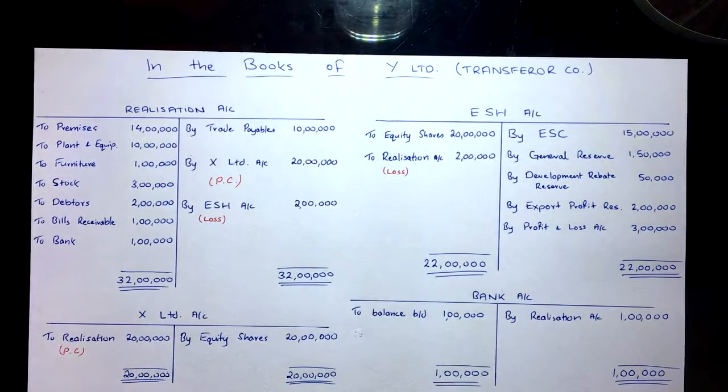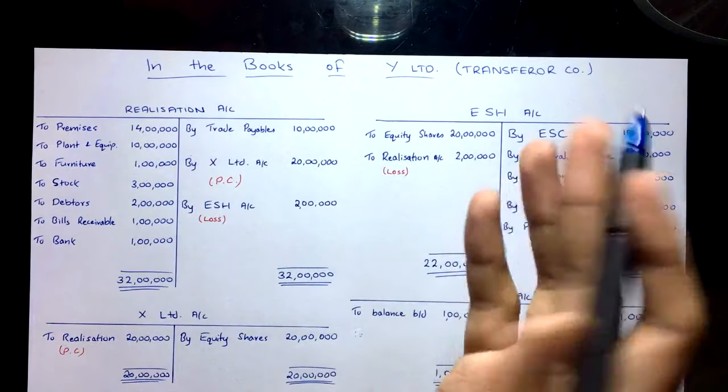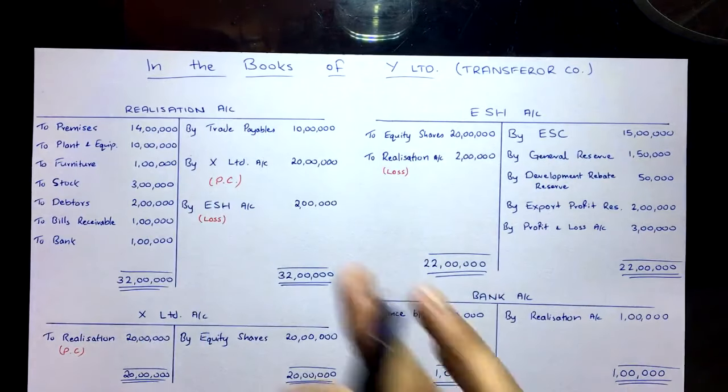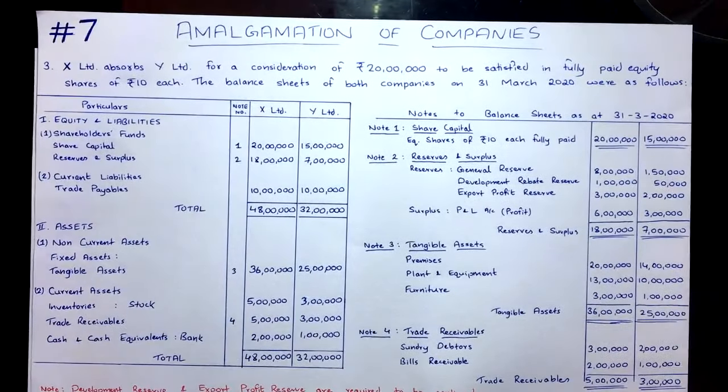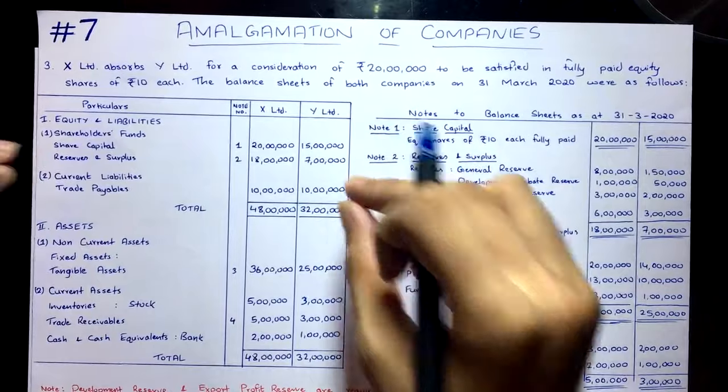You have to be careful about cash. I told you, right? And liabilities also, whether taken over or not taken over, take all the liabilities to the opposite sides of the realization account. Fine. Got that? Okay. And then what do you do? And then the next thing is, what have you done now? You have emptied the assets, emptied the liabilities, right?